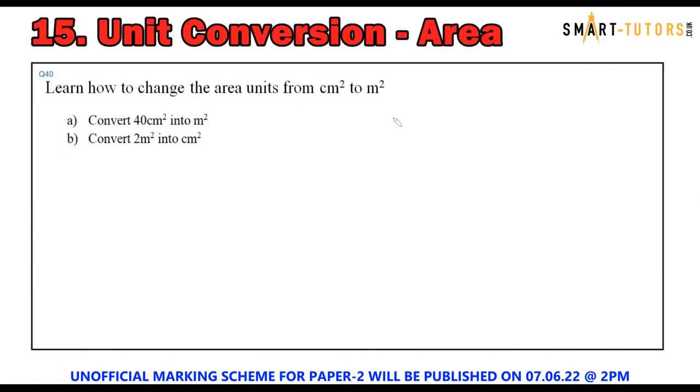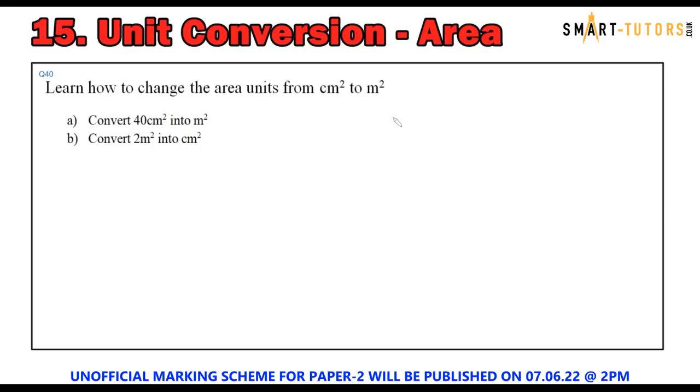Topic number 15, unit conversion for area. This topic is going to be combined with a question called pressure. Pressure equals force over area. They are going to give the area in centimeter squared, and you must convert that into meter squared to calculate the pressure. We will study the pressure in a different topic.